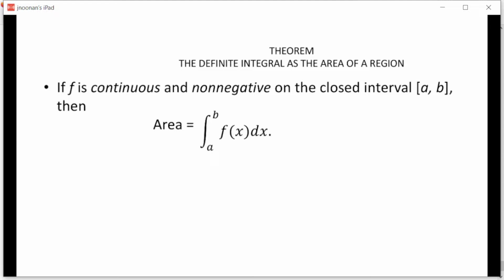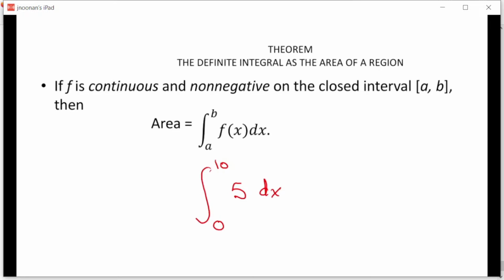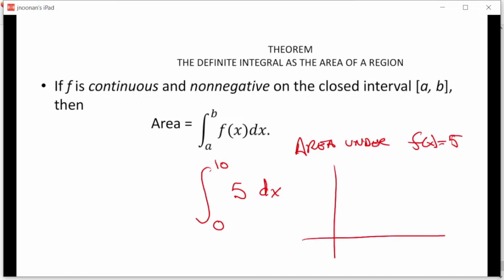Just as an example, let me put down a quickie here. Let's say that I ask you this: what is the integral from 0 to 10 of the function 5? I know some of you are familiar with this notation already, and you're thinking, I can do this using calculus. I don't want to use calculus. I just want to show you geometrically what that means. This is the area under the function f of x equals 5. I can draw that, that's easy.